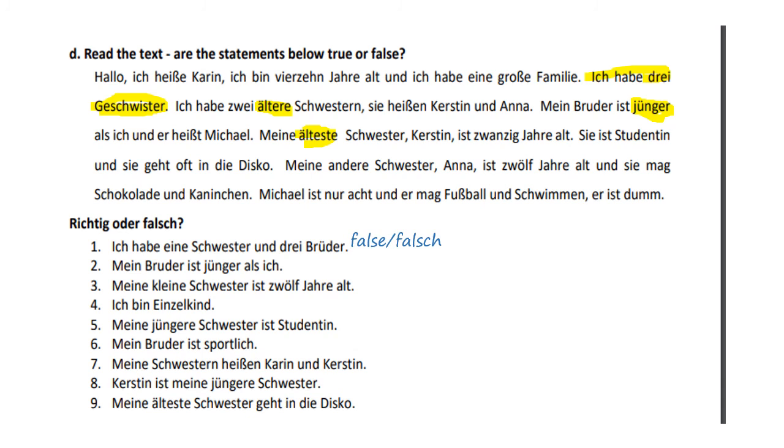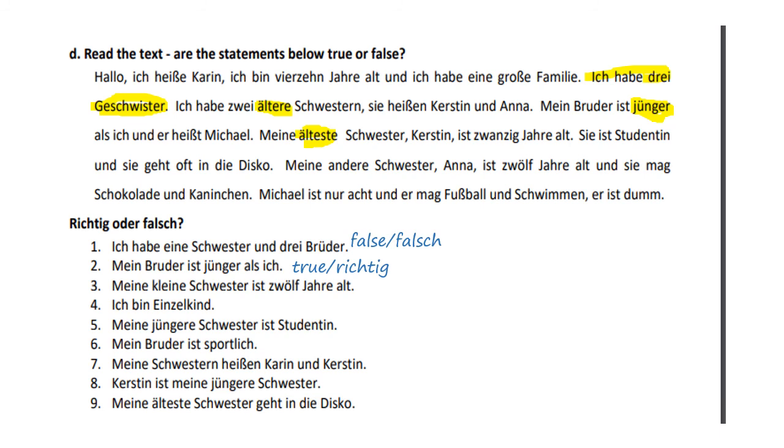So, Nummer 2, mein Bruder ist jünger als ich. Literally, my brother is younger than I am, or than I. And that's true, or richtig. That's the word for true in German. It looks a bit like the word right, as in right or wrong in English. So you can still see there's lots of strong ties there between German and English in a lot of the words that we've got here.